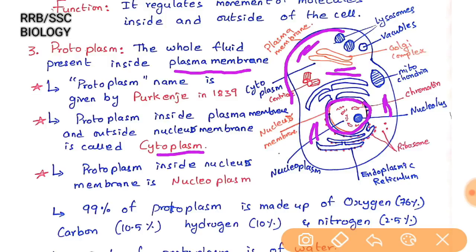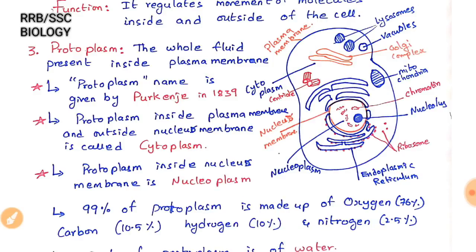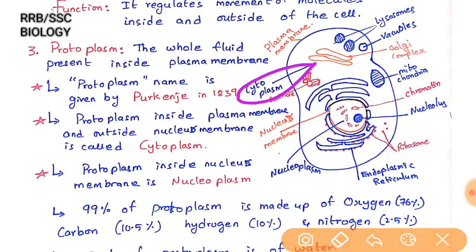And the protoplasm inside the nuclear membrane is called nucleoplasm. Here it is called cytoplasm, and inside it is called nucleoplasm, friends. Inside the nucleus it is called nucleoplasm.